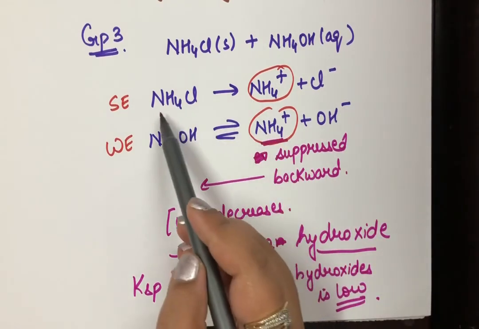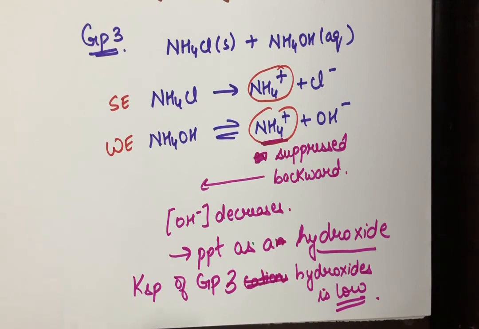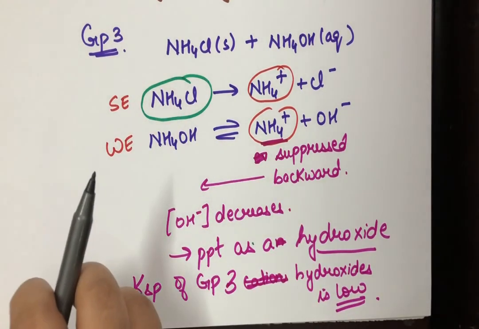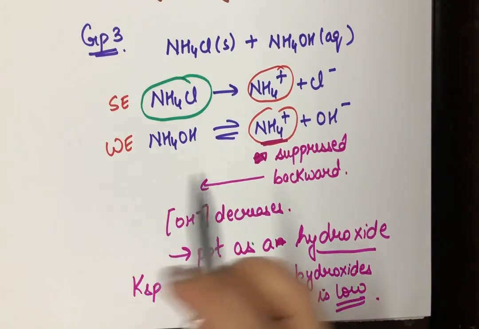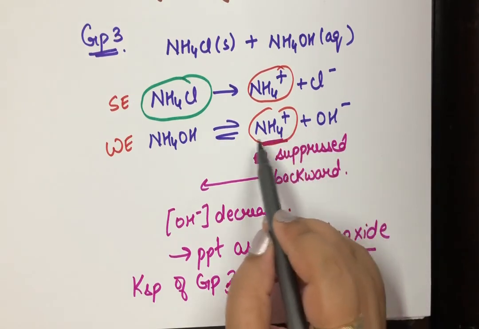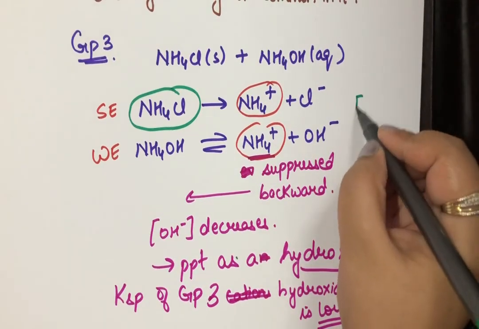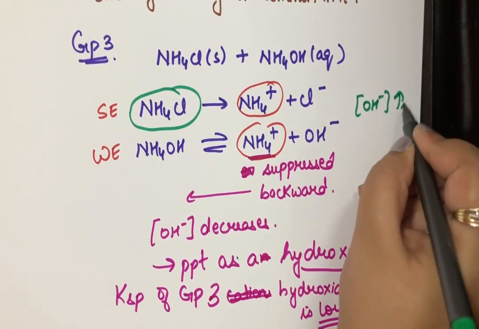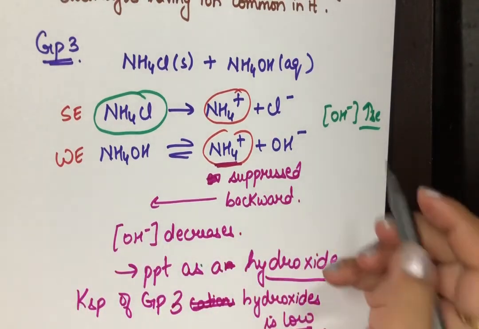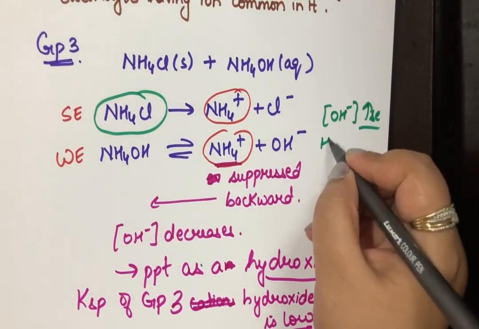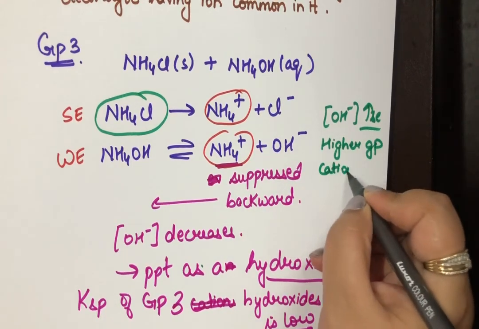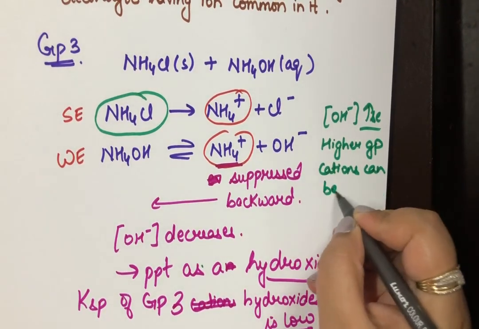Now what will happen if you forget to add NH4Cl? Let's consider this case also. If I do not add a strong electrolyte here, then I will only have this equation in my solution, and since it is not being suppressed, the concentration of OH minus ions will increase. The moment the concentration of hydroxide ions increases, the higher group cations will get precipitated.